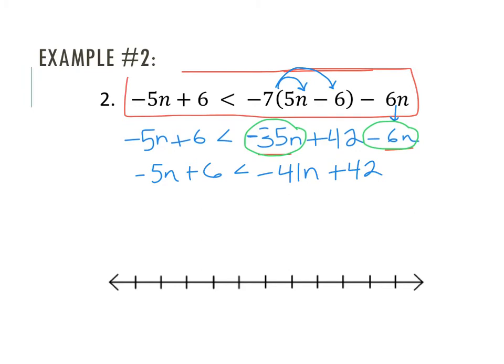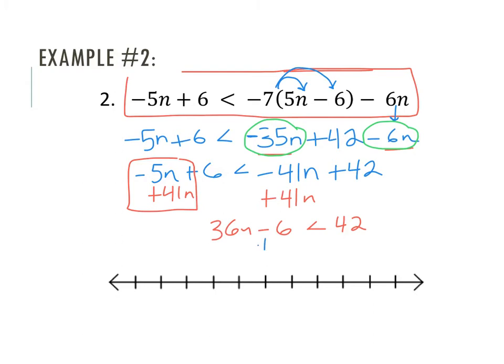As mentioned before, it's encouraged to get the variable on the left side. And so in this case, I would want to add 41n to both sides. And so if I collect these together, negative 5n plus 41n, you get a total of 36n. We still have the minus 6. And on the right side, we're left with that 42 that we haven't touched. So the next step would be to add 6 to both sides because we want to get n by itself.